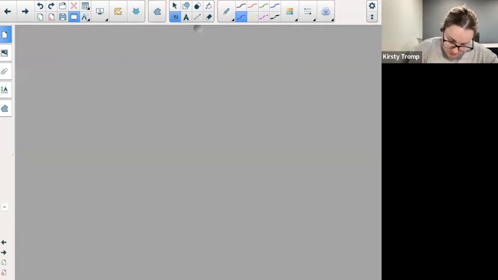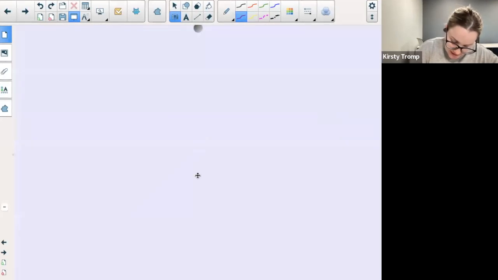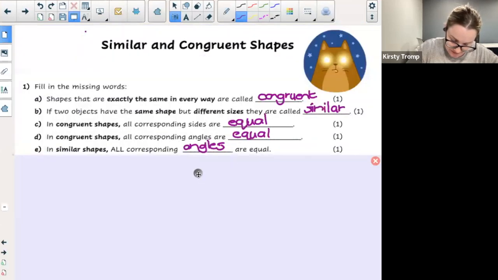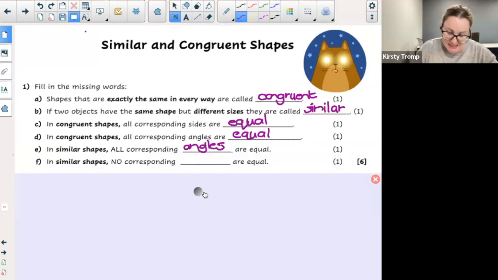Okay, let's have a look at our next one. So in similar shapes, no corresponding sides will be equal, and Christina helped me out with that one already. What will they be instead? You guys have told me in the chat, you've said in proportion. So well done, everybody.